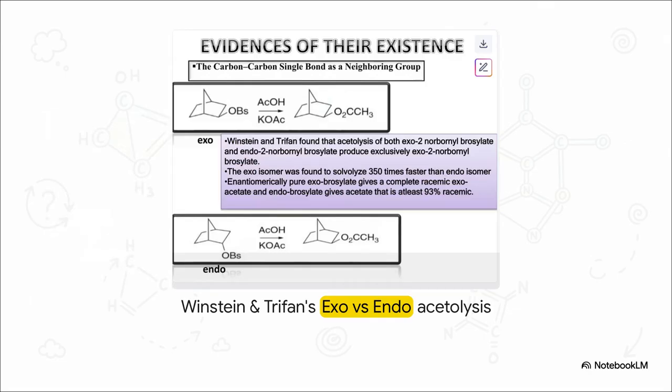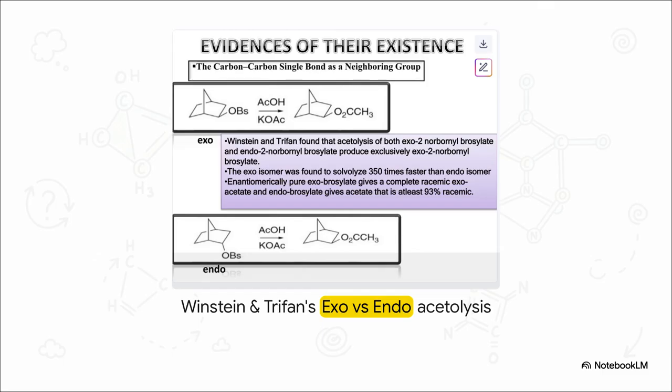incredible speed. And the plot thickens with the work of chemists Winstein and Trifan. They were looking at a carbon-carbon single bond acting as a neighboring group. They studied two incredibly similar starting molecules, exo-2-norbornyl brosylate and endo-2-norbornyl brosylate. Just looking at them, you'd think, sure, they'll react at similar speeds. But the exo isomer was found to solvolyze, or dissolve and react, 350 times faster than the endo isomer.